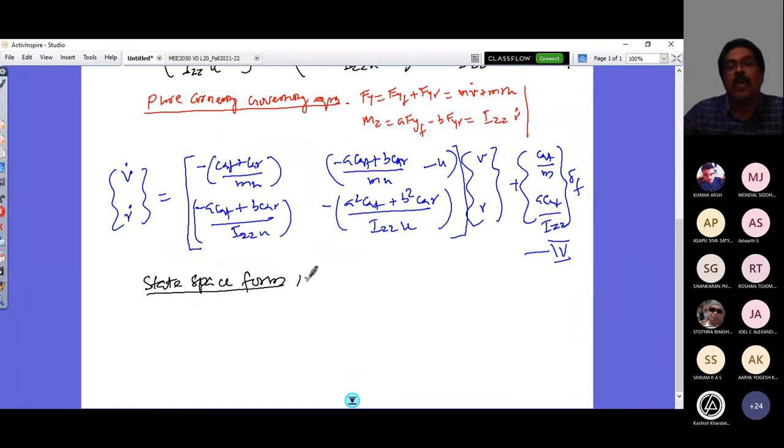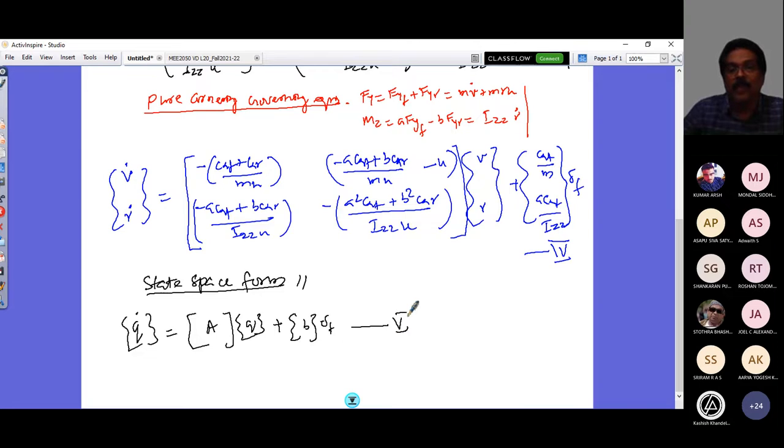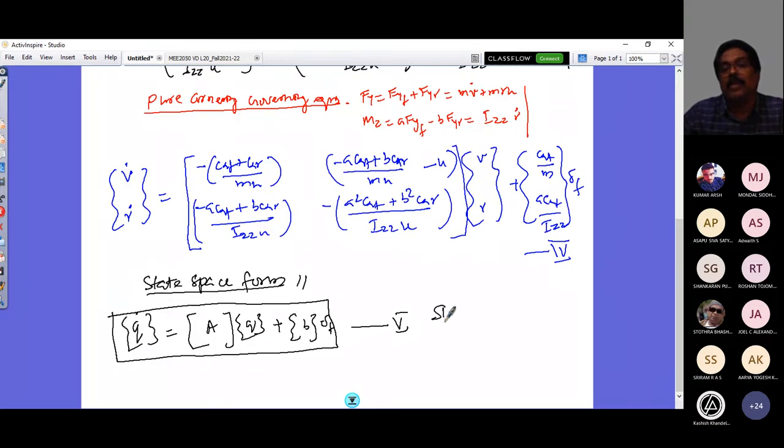Let us look at the state space form again in detail once we get into stability analysis. For the time being, this equation is called Q dot equals A times Q plus B vector times U, or this delta F here is what is my fifth equation, and the fourth equation is what is written in this form as what is called the state equation.